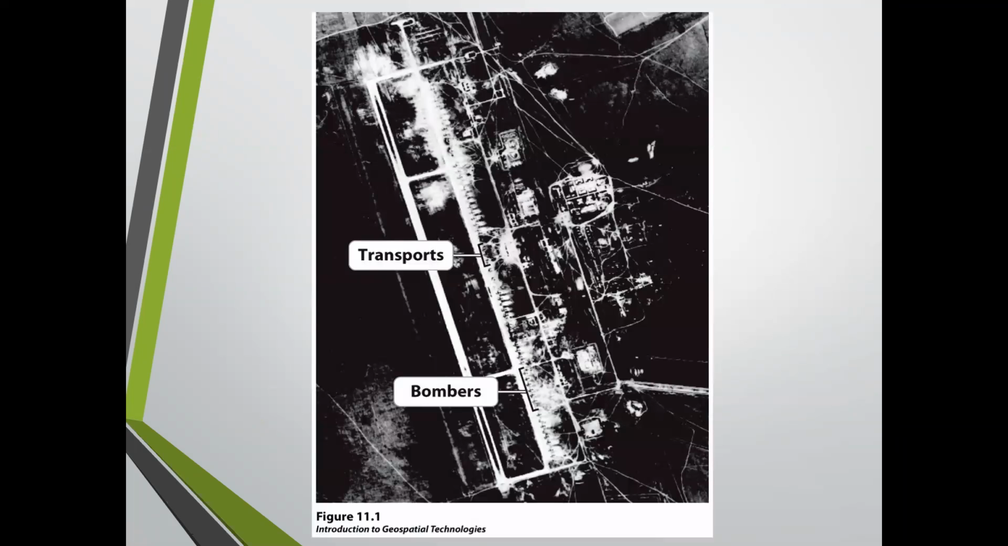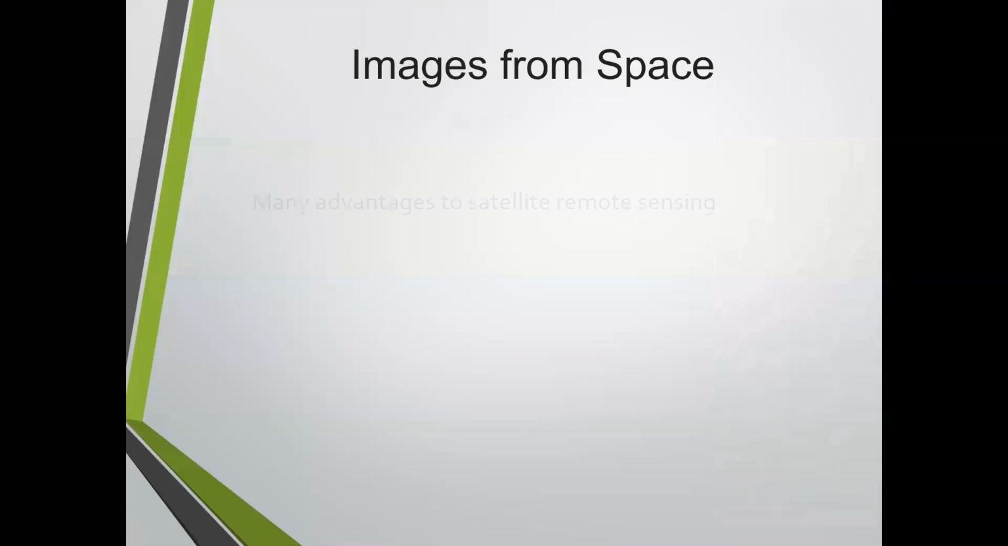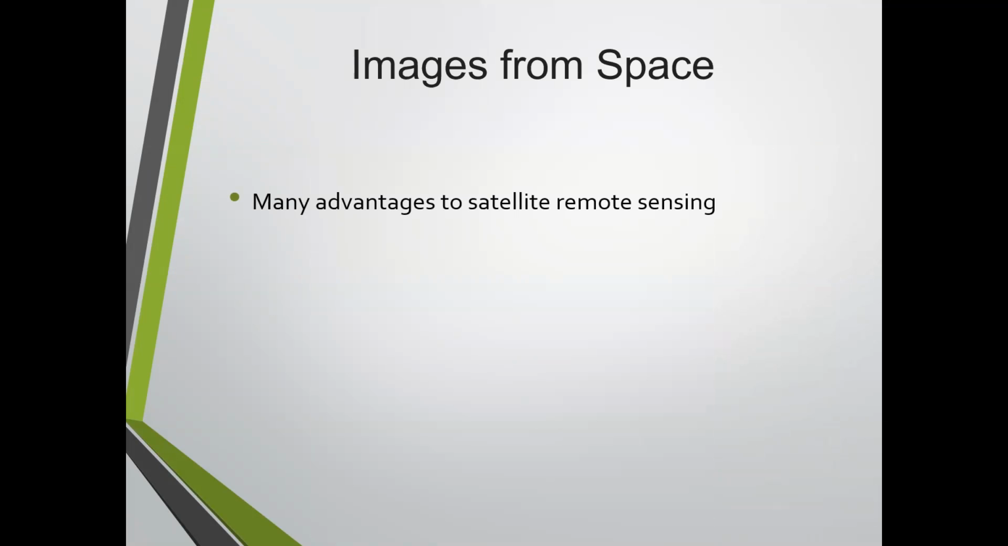This is an example from 1966, a picture from the Corona imagery. This is an Air Force base in the former USSR. And what it's showing you is bombers and transports and those kind of things. So I'm sure we were actively doing this, and you got to believe other parts of the world were doing this as well. So there's a lot of advantages when you look at this to using satellite remote sensing.